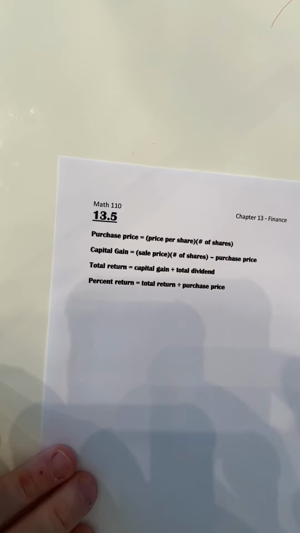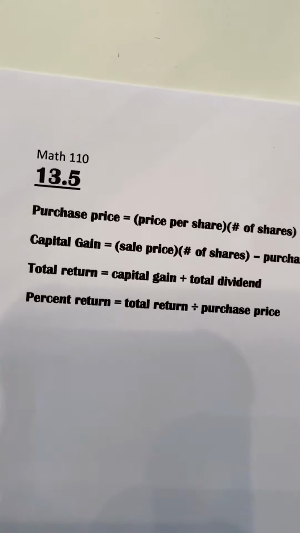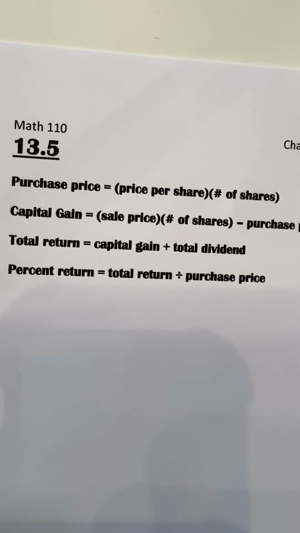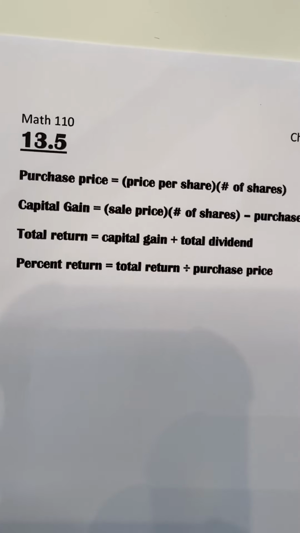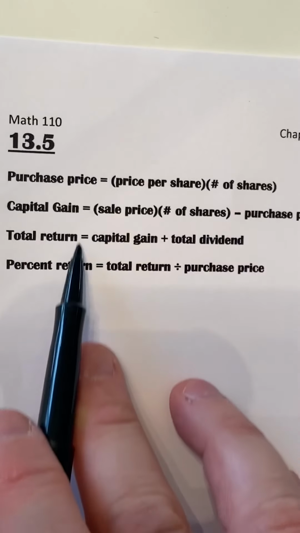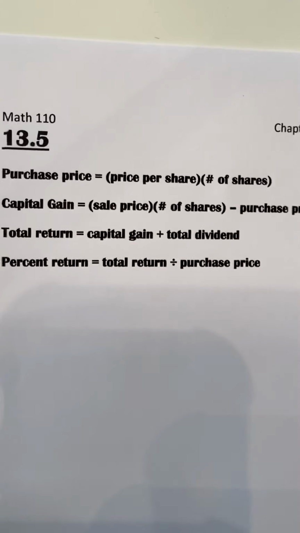If you are struggling starting chapter 13, I strongly suggest, to get the ball rolling, just skip to 13.5. 13.5 talks about making money on stocks and bonds, capital gains, and total return. We use these 4 simple formulas and you can knock out 13.5 in probably 20 minutes.